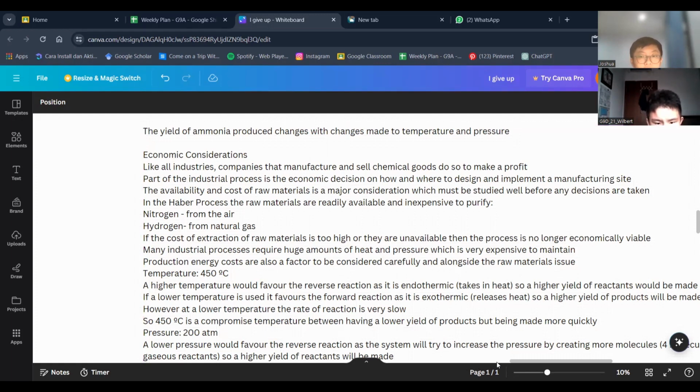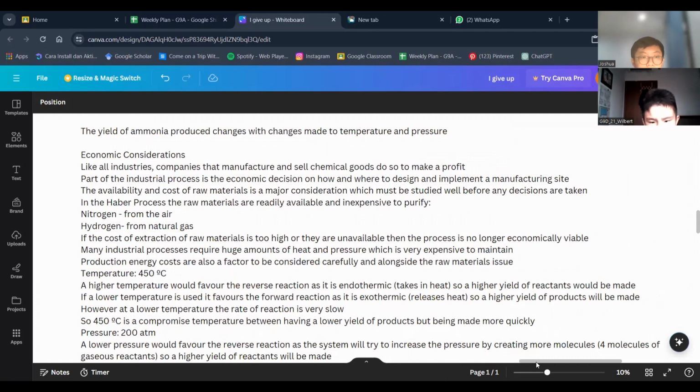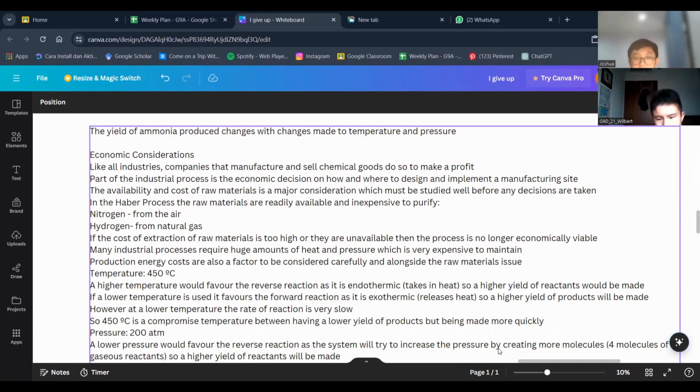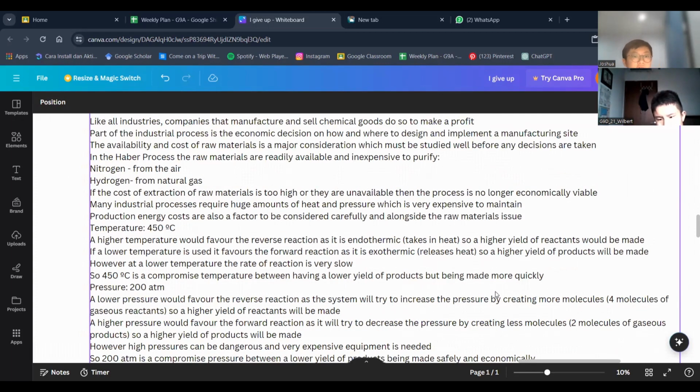it is endothermic, which means it takes in heat. So a higher yield of reactants would be made. If a lower temperature is used, it favors the forward reaction as it is exothermic, so a higher yield of products will be made. However, at a lower temperature, the rate of reaction is very slow. You already understand this from kinetic particle theory. And the pressure used is 200 atmospheres.